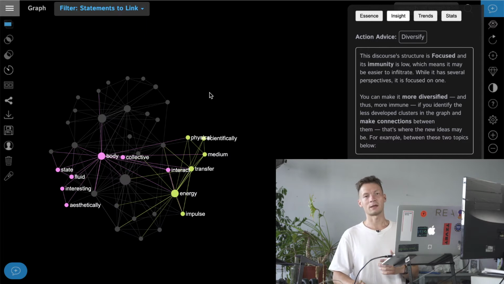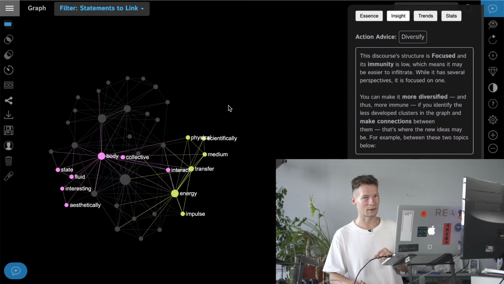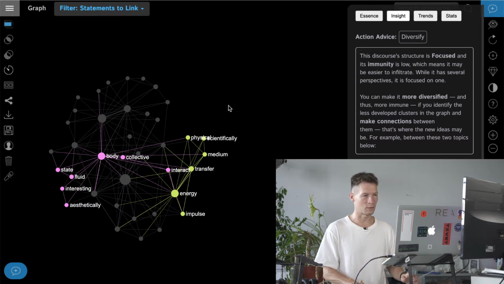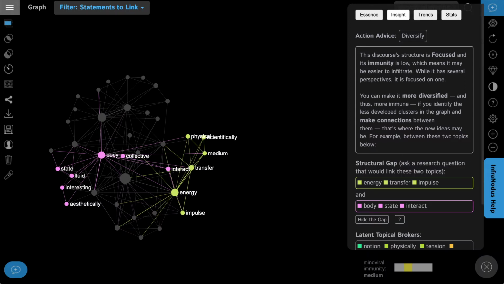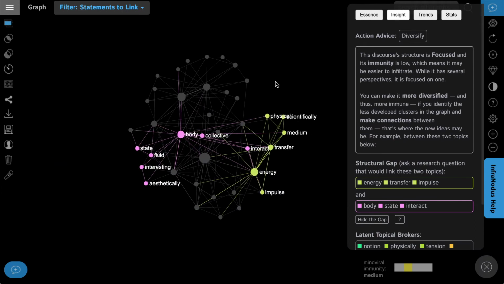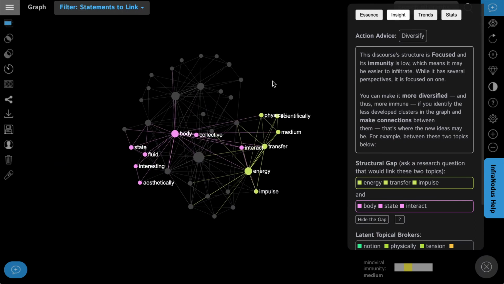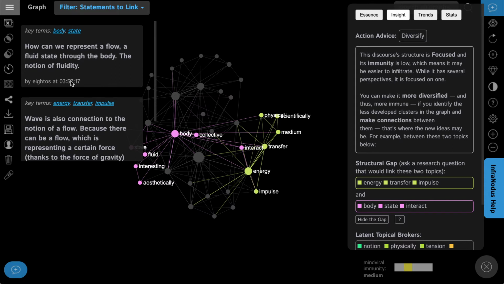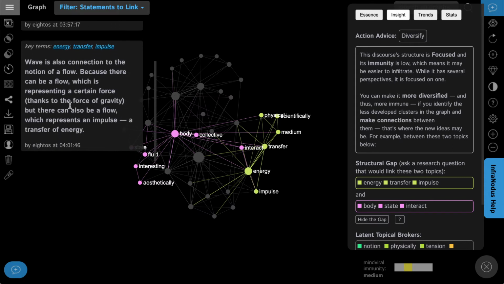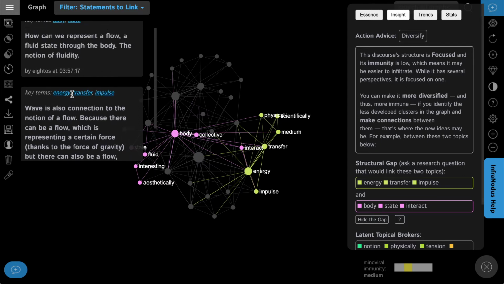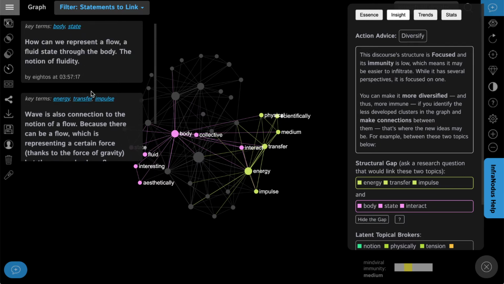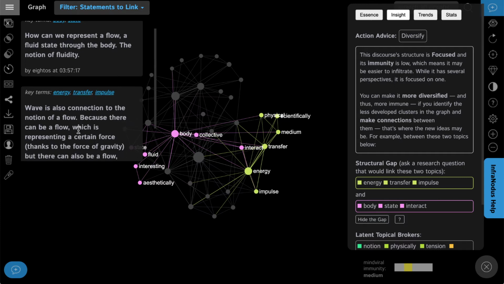And usually when you do that, it just leads to those eureka moments that you generate new ideas because you start thinking about things that are relevant but that are surprising because you haven't thought of them before in the same way. So this is what we're going to do now. We will think of the connection between the body, state, interact, and energy transfer impulse. And here we have those statements to link. So how can we represent the flow, a fluid state through the body, and wave as the connection? Okay, so how do we represent the flow through the body and the notion of fluidity in the body?